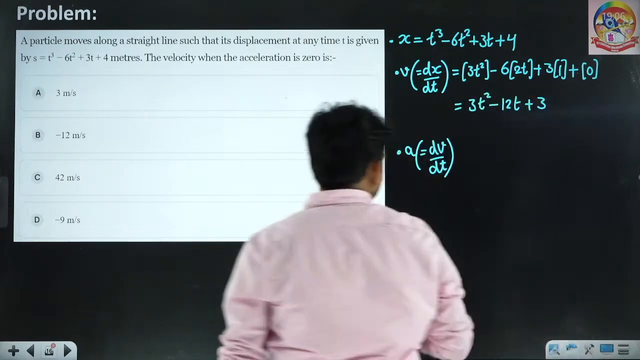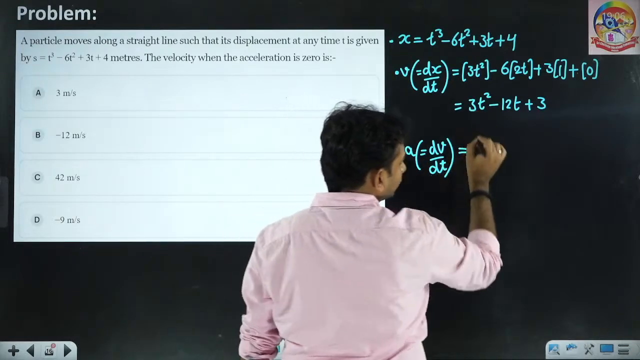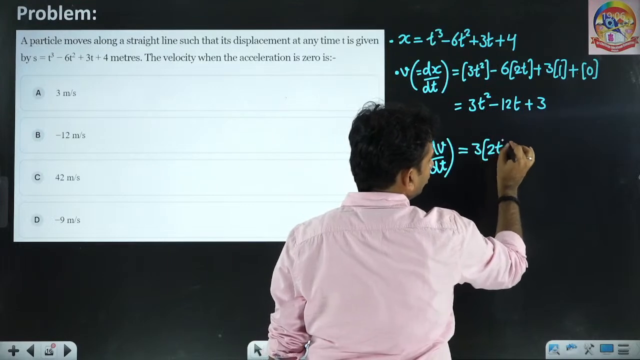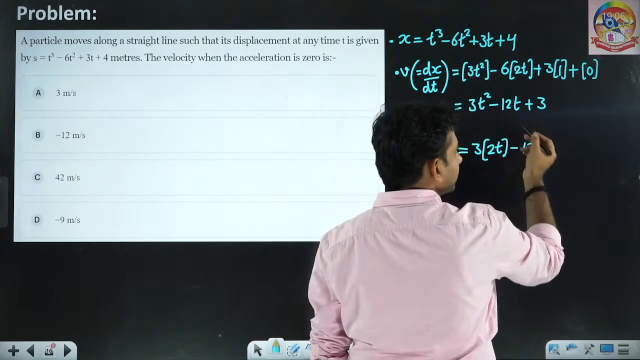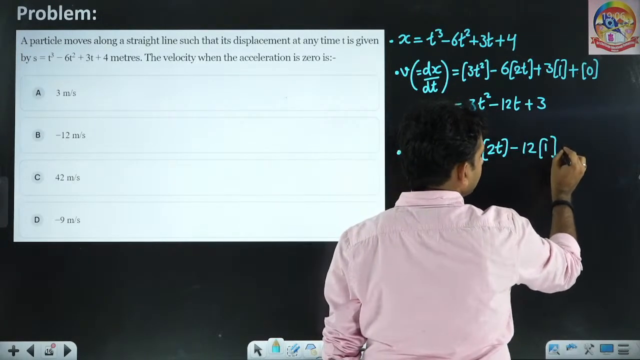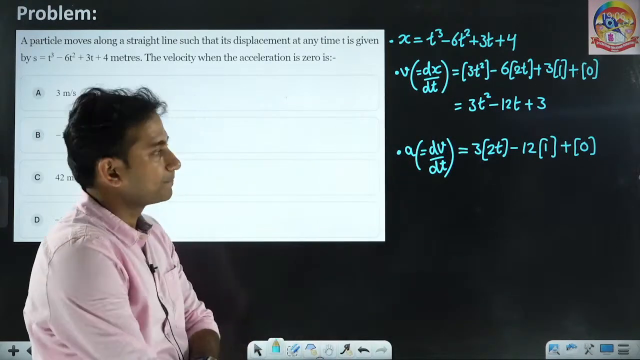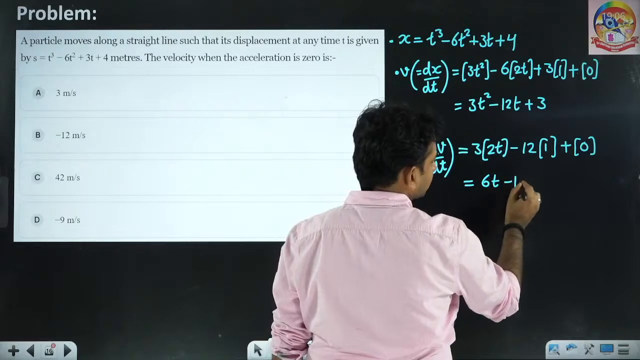Now if you are trying to get the value of acceleration, that's going to be dv by dt. Acceleration is dv by dt. You will say 3 will stand as it is. T square derivative will be 2t, minus 12 will stand as it is. T's derivative with respect to t is 1, plus 3's derivative with respect to t is 0. Okay, constant's derivative is 0. So the answer is 6t minus 12.